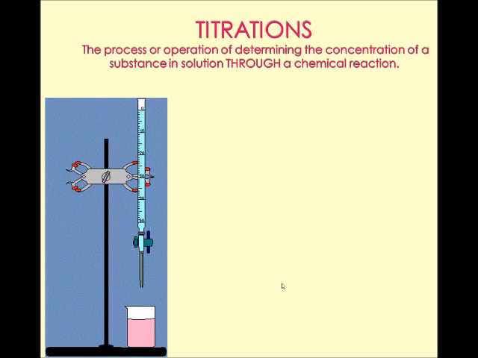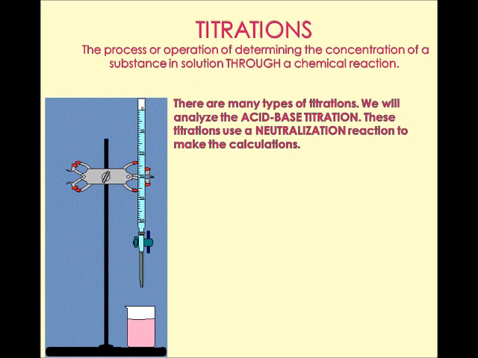Titration is the process of determining the concentration of a substance in a solution through a chemical reaction. In this case, we're going to have two different substances, an acid and a base, because we're going to use an acid-base titration as an example. So the chemical reaction that takes place is going to be a neutralization.